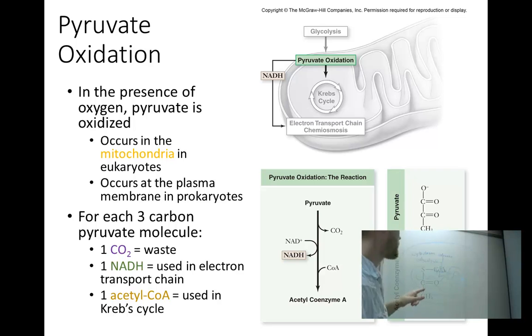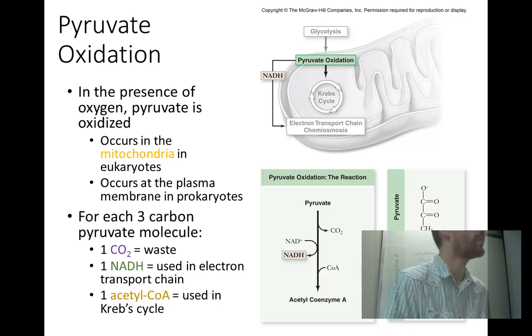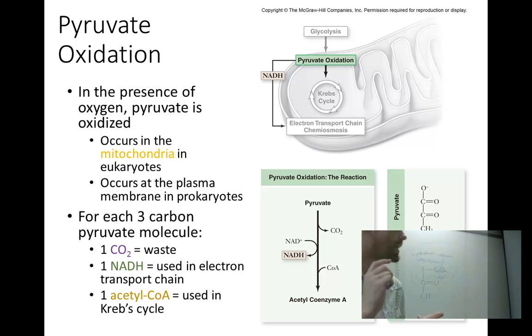When you oxidize pyruvate, it turns into acetyl-CoA. You don't have to know this. But when you do that, it emits carbon dioxide, which is a waste molecule. We can't use that for anything. Another NADH molecule, and then your acetyl-CoA.